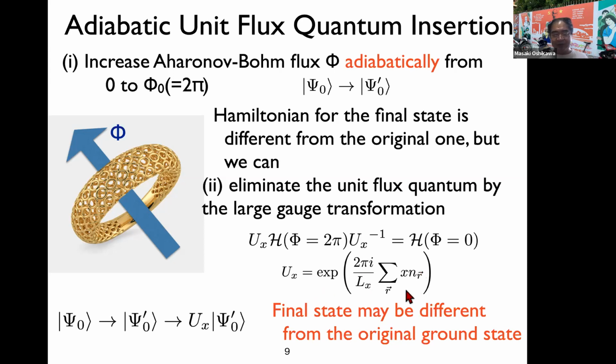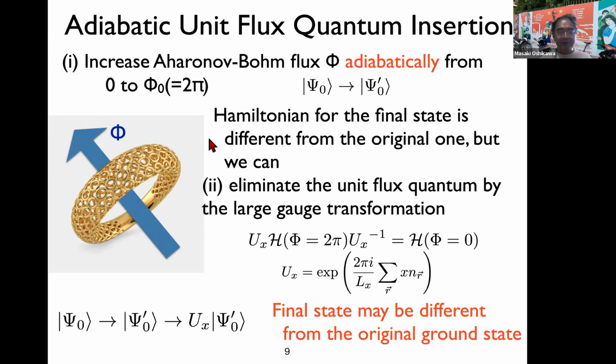So this matches very well with periodic boundary condition. And this exactly eliminates the 2 pi flux which you inserted during this adiabatic process. So mathematically, this can be represented like this. The Hamiltonian with 2 pi flux can be gauge transformed to the 0 flux Hamiltonian. So the spectrum of both Hamiltonians are completely identical, as physically expected.